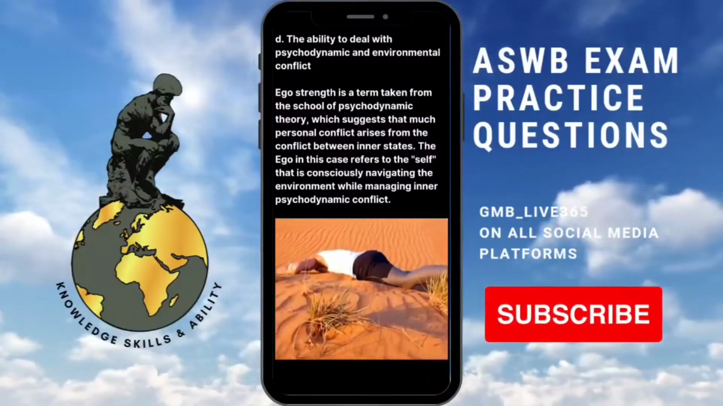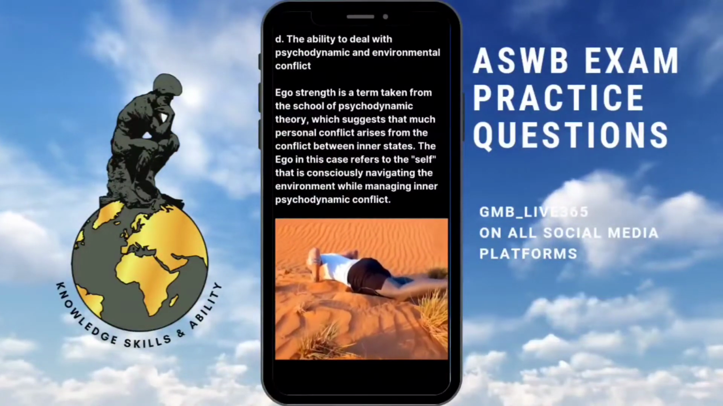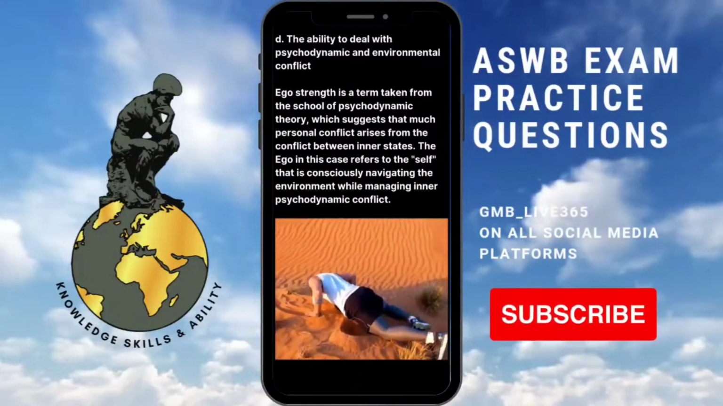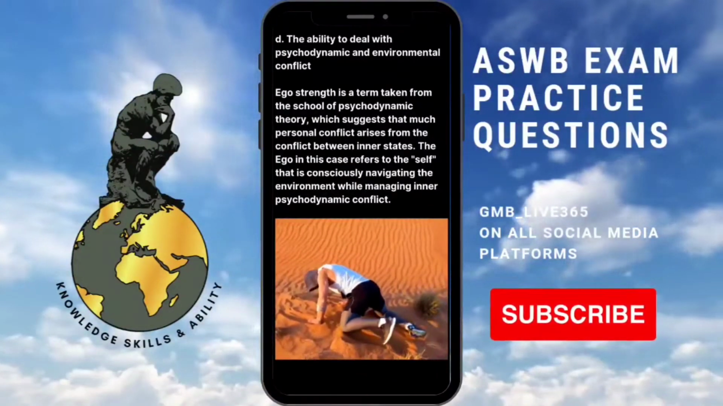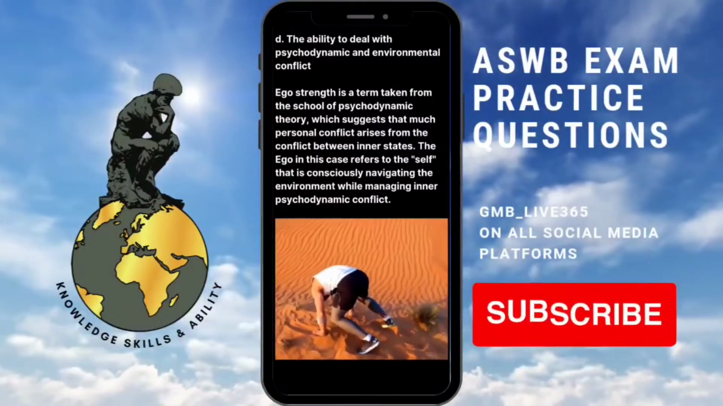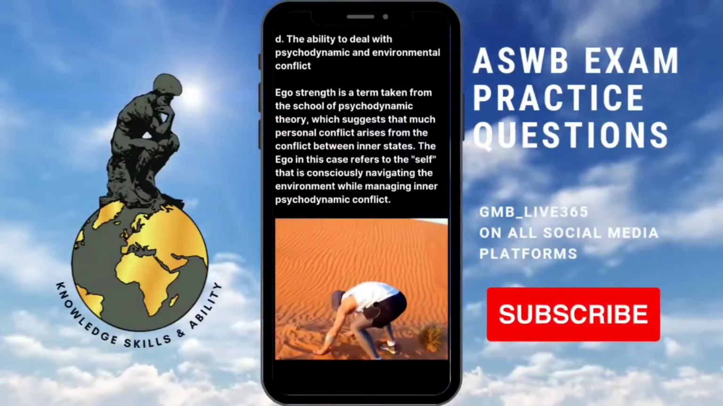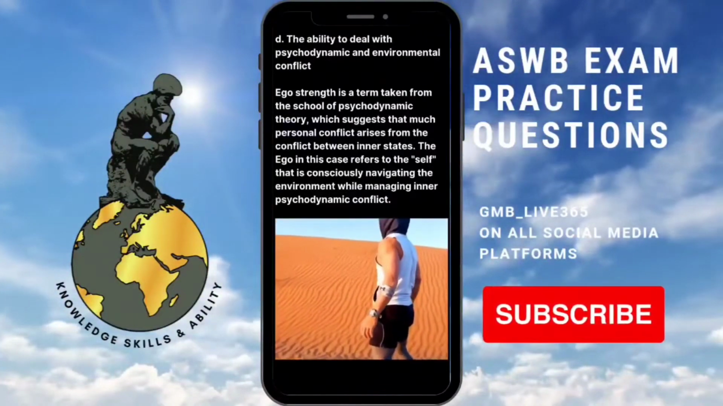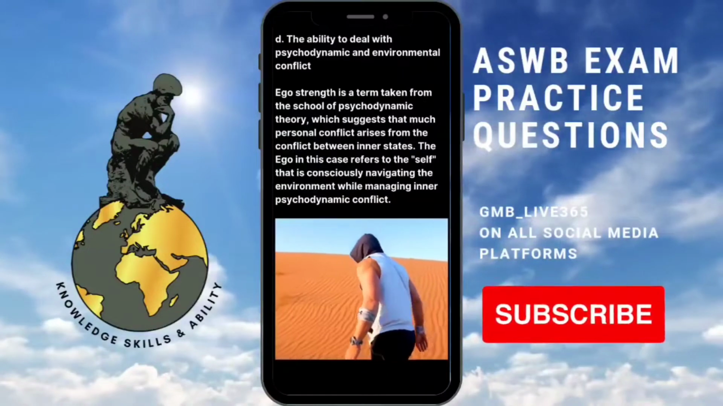D. The ability to deal with psychodynamic and environmental conflict. Ego strength is a term taken from the school of psychodynamic theory, which suggests that much personal conflict arises from the conflict between inner states. The ego in this case refers to the self that is consciously navigating the environment while managing inner psychodynamic conflict.